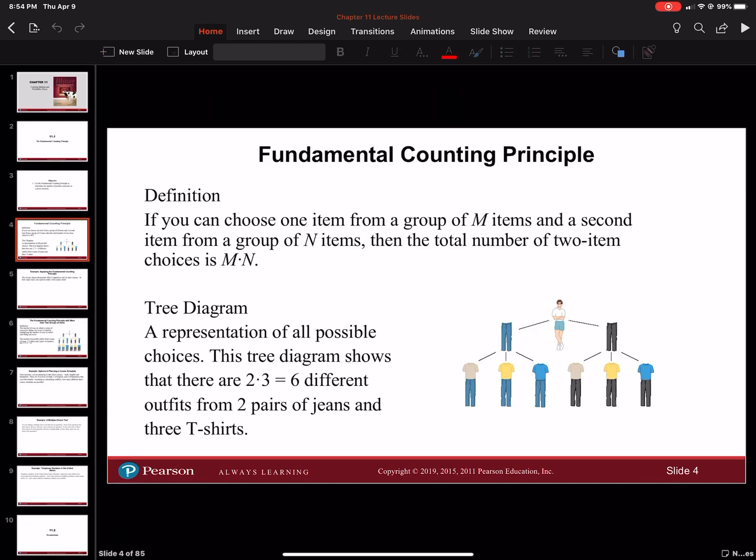So you just take the number of choices in one and multiply it by the number of choices in the other, and that's how you get your answer.